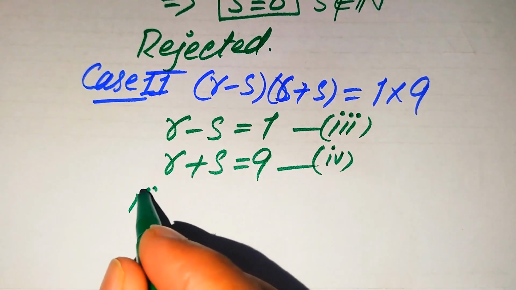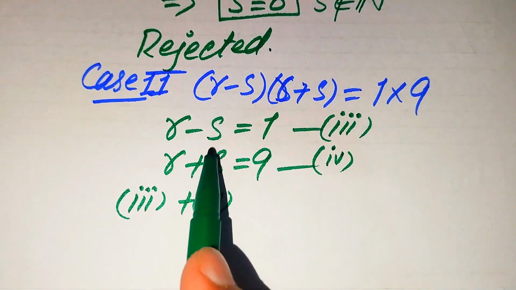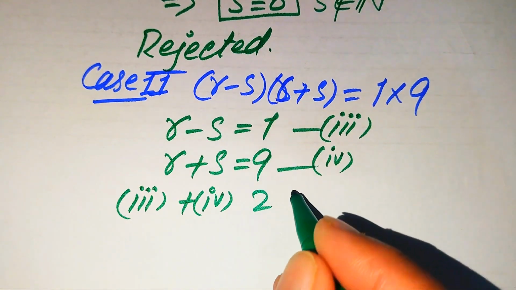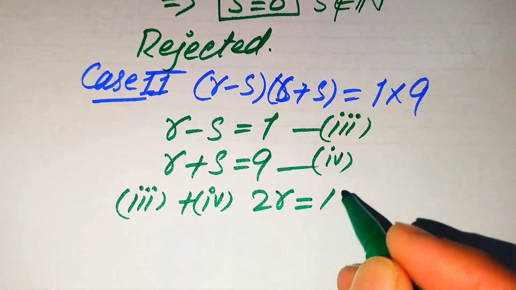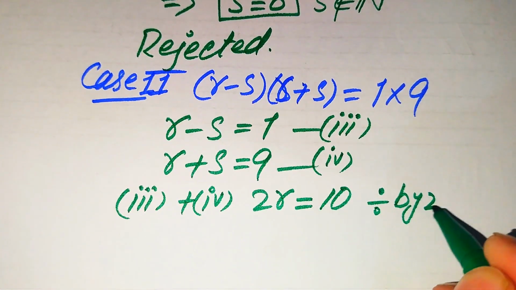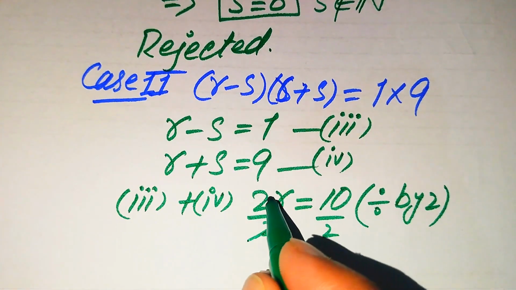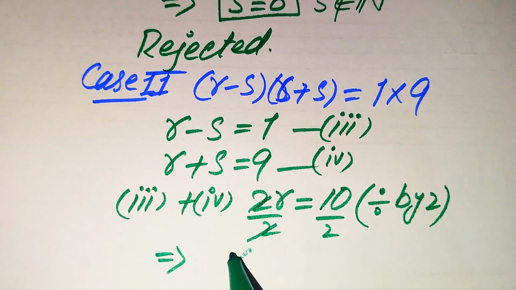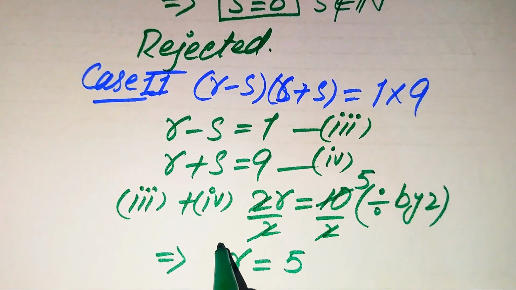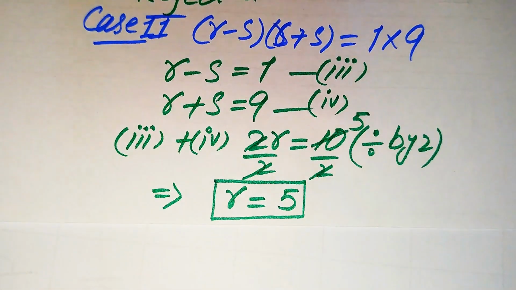First we sum up equation number 3 and equation number 4, and you see that the negative s and positive s cancel out each other, and we get r plus r becomes 2 times r, and 1 plus 9 becomes 10. So for the value of r we need to remove this 2 from the left hand side. For this we divide both sides by 2. This 2 is cancelled out by this 2, and we get r is equal to 2 times 5 becomes 10, so we get the value of r is equal to 5.